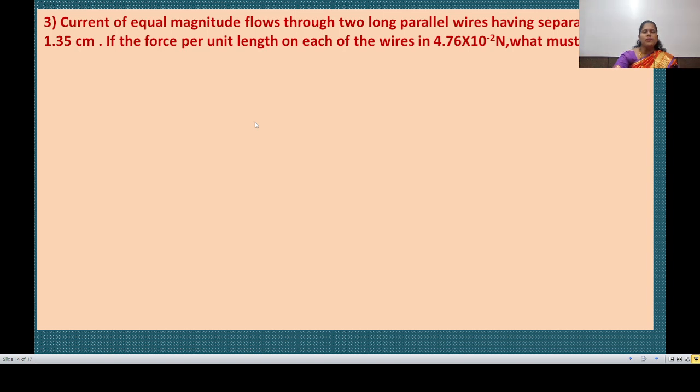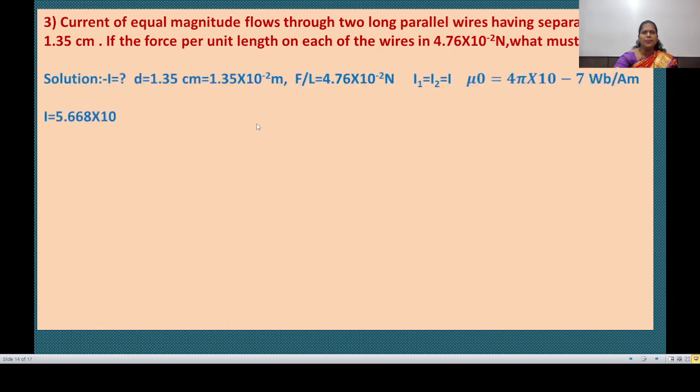Current of equal magnitude flows through two long parallel wires having a separation of 1.35 centimeter. If the force per unit length on each of the wires is 4.76 × 10^-2 Newton, what must be I? First of all, we have to write this example, then write what is given.